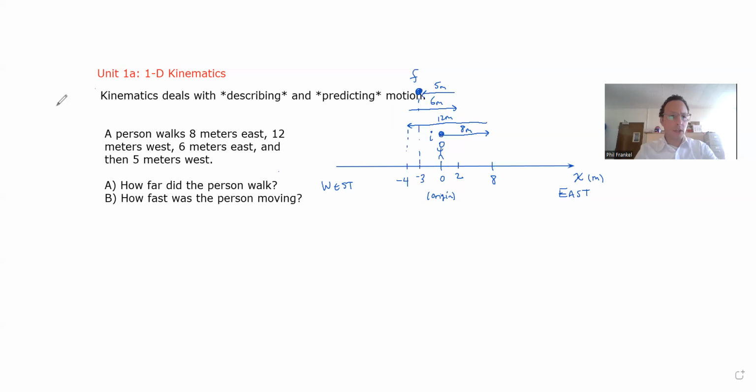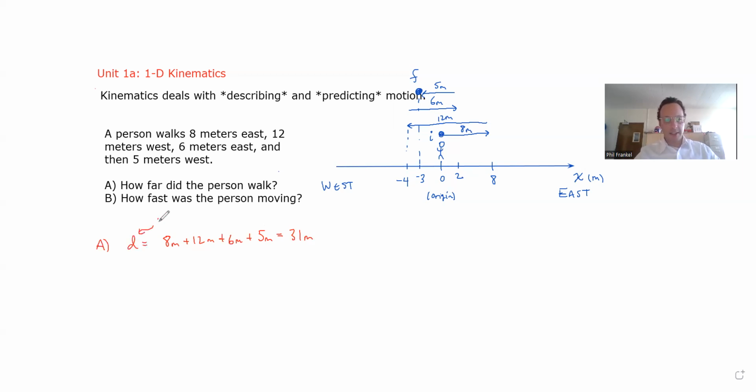All right, now in order to talk about how far the person moved, there's two different ways in which we can answer this question. One thing we can do is, right, how far did they move? Well, I could just add up each segment length that I drew in the picture above. In fact, let's do that. First, they walked 8 meters, then they walked 12 meters, then they walked 6 meters, then they walked 5 meters, and all of this adds up to 31 meters. Now, this is what we call the distance that they walked.